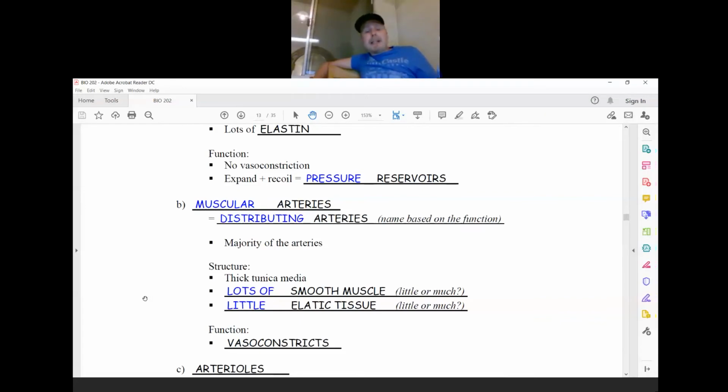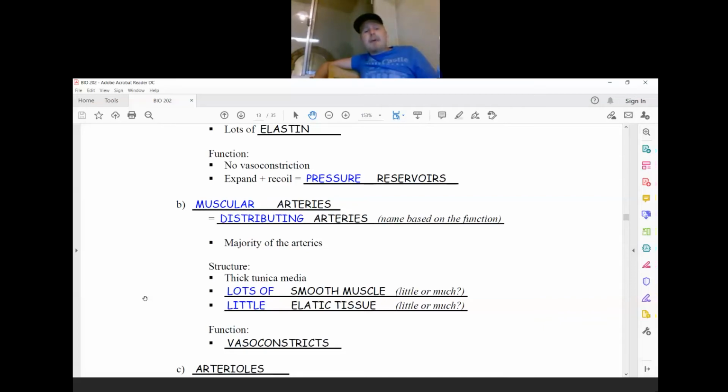What we end up finding in their structure is that the tunica media, which we just had a look at, is very thick. There's a lot of smooth muscle and less elastic muscle. So opposite to what we saw just before in the structure. And their function is now to do the vasoconstriction, which we didn't see in the elastic arteries.